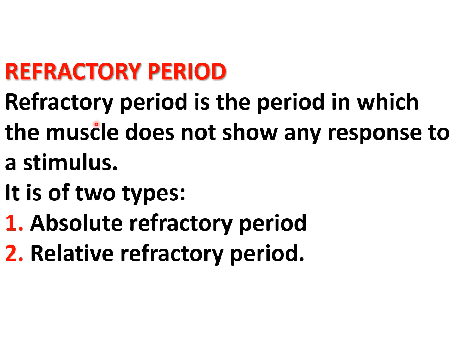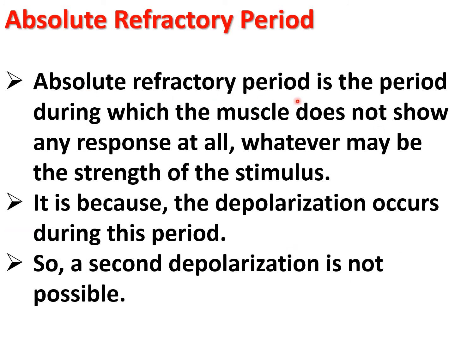Then refractory period. Refractory period is the period in which the muscle does not show any response to a stimulus. There are two types of refractory period, absolute refractory period and relative refractory period. Absolute refractory period is the period during which the muscle does not show any response at all, whatever may be the strength of stimulus. It is because the depolarization occurs during this period. So the second depolarization is not possible.